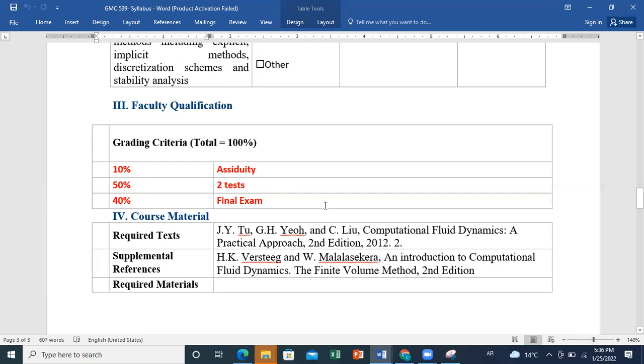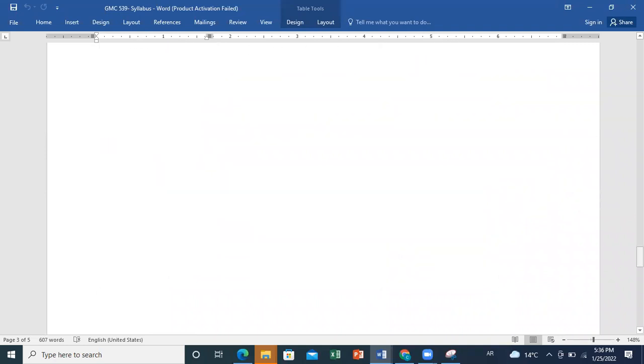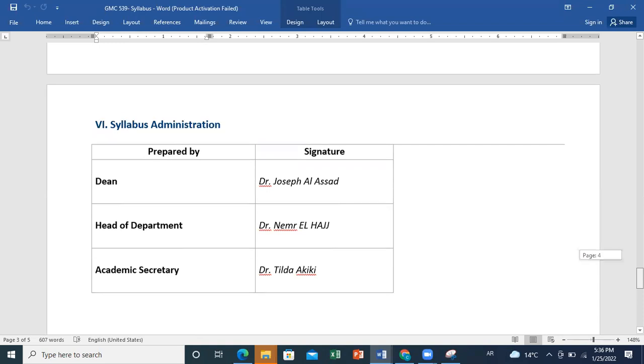Concerning the textbooks, as I told you, all lectures will be provided for you on e-learning, but in case you wish to have extra readings, these are references used in this course. You have Computational Fluid Dynamics: A Practical Approach, which you can easily download from the internet. And you also have An Introduction to Computational Fluid Dynamics: The Finite Volume Method. So this is the syllabus of the course.